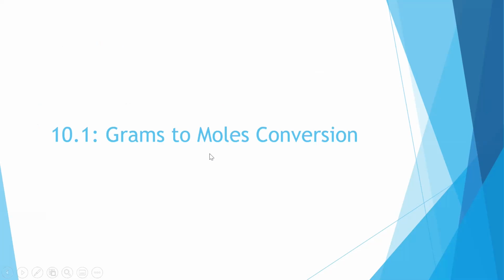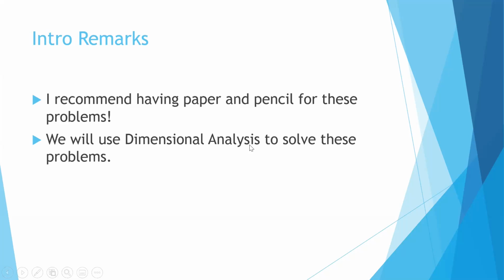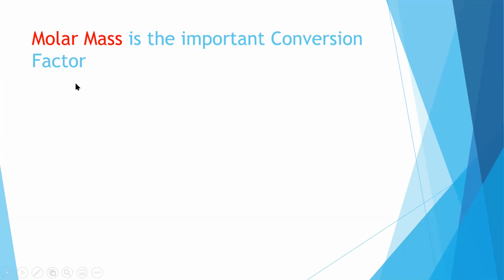So let's review grams to moles conversions. As always, a pencil and paper would help to do these problems, but if you can do it with just a calculator or in your mind, that's perfectly fine as well. But I recommend pencil and paper. We're going to use dimensional analysis to solve these problems. I want to emphasize that molar mass is the most important conversion factor in any of these problems. And remember, we can calculate the molar masses by looking at a periodic table and summing the individual atomic masses.